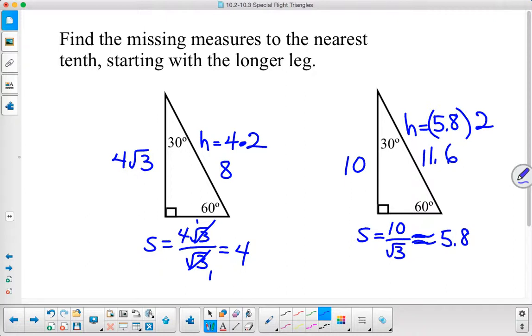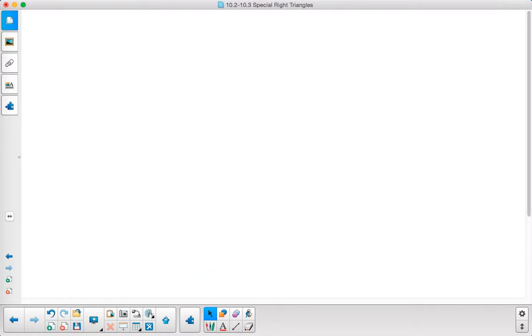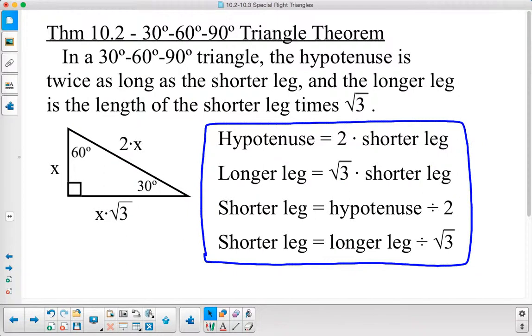So what we did was we divided by the square root of 3 in order to go from the long leg to the short leg. The key to the 30, 60, 90 triangles is finding the short leg. Okay, so those notes, I'm going to flip back. On the one that we were just doing, hypotenuse is found one way, long leg is found one way. There are 2 ways to find the short leg. It depends upon what measurement you have to start with. If you have the hypotenuse or if you have the longer leg.